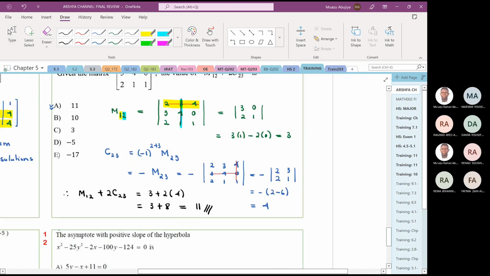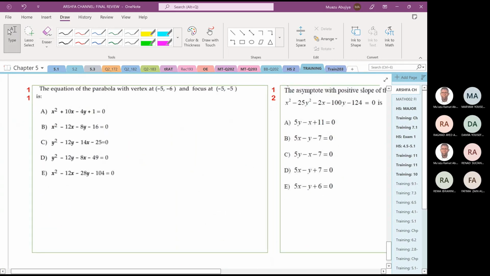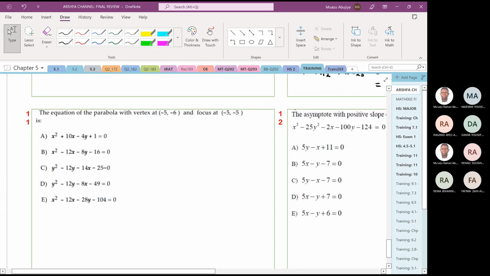All right. Now let us proceed to 11. What does the question say in 11? Here the question says the equation of the parabola. So that means we are in chapter 12 now. Parabola with vertex. We have good news. The question gives us the vertex.